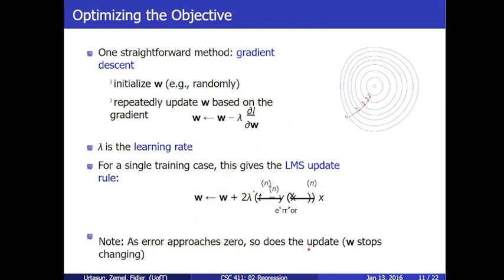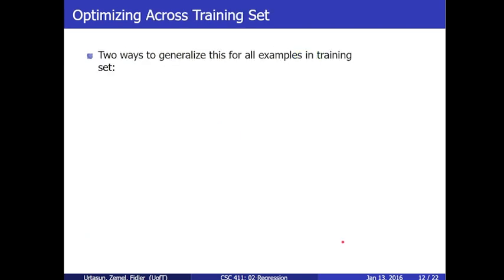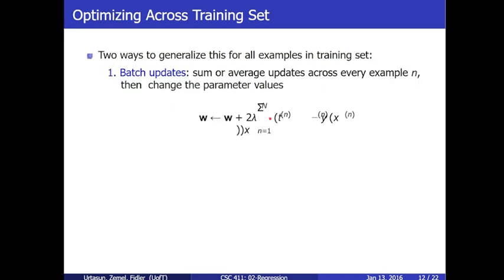Now, as this error approaches zero, so does the update. W stops changing. So optimizing across the data set, the training set, there are two ways to generalize this for all examples in the training set. Batch updates: sum or average updates across every example, and then change the parameter values.